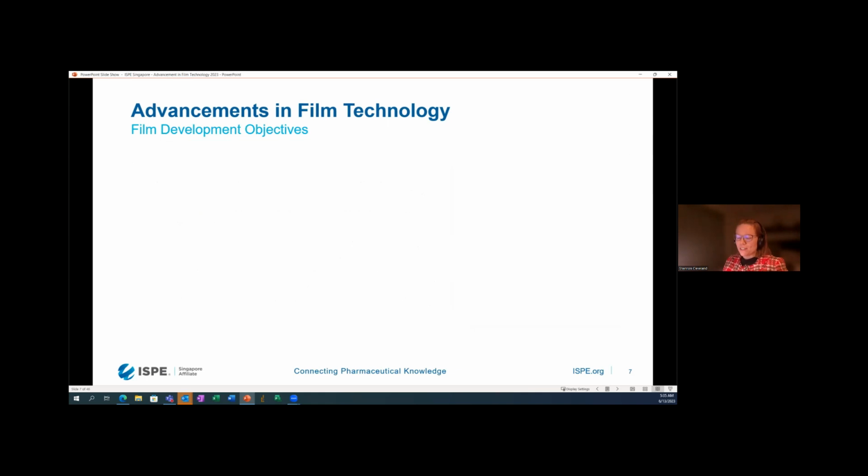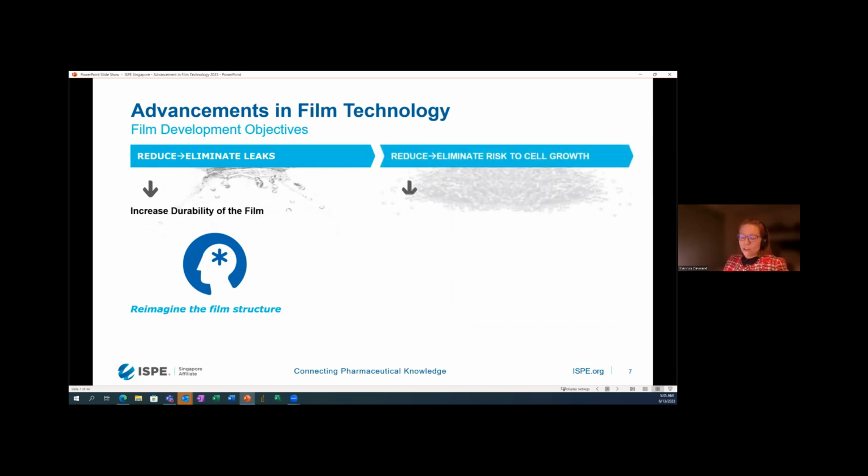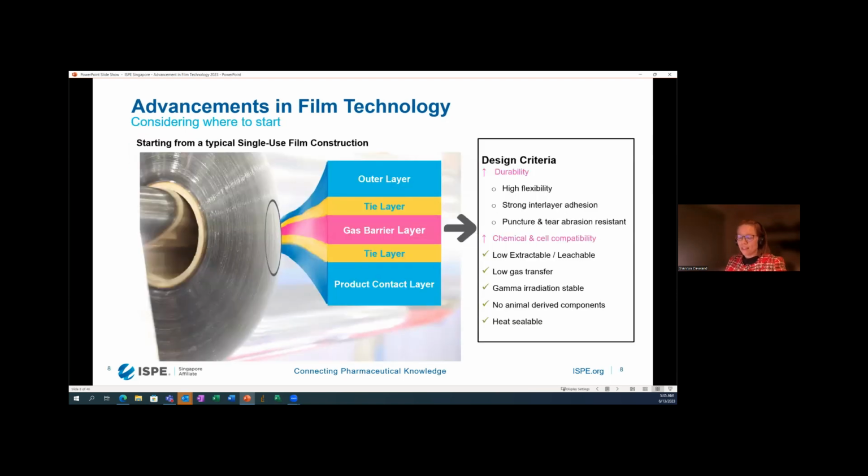So considering the last two slides, the primary objectives for the new film are to reduce or eliminate leaks by reimagining the film structure to increase durability of the film, and to reduce or eliminate compounds that are risky to cell growth by carefully choosing polymers which minimize extractable leachable profiles and maximize cell growth. That may sound simple, but there are many other performance criteria to consider when developing a new film. Some of these criteria are listed here.